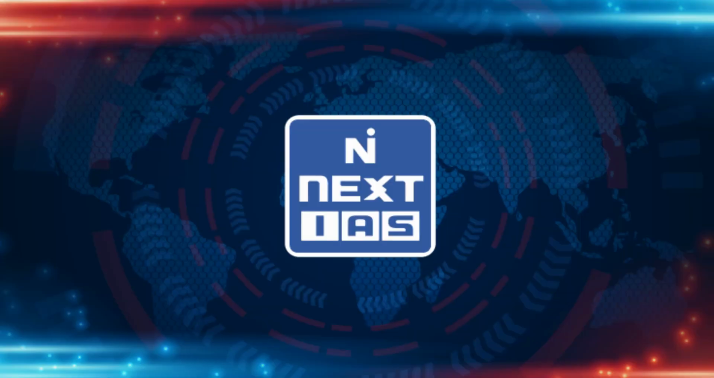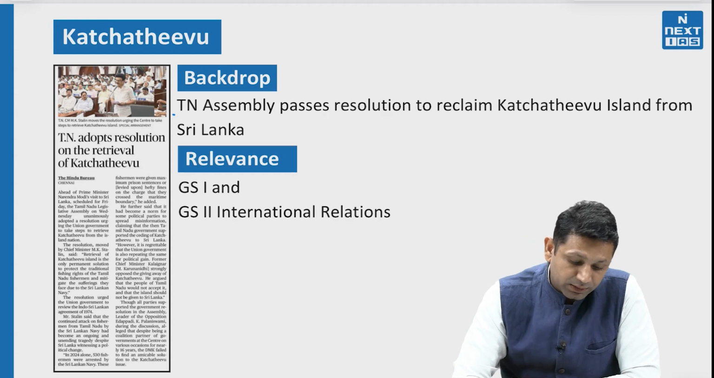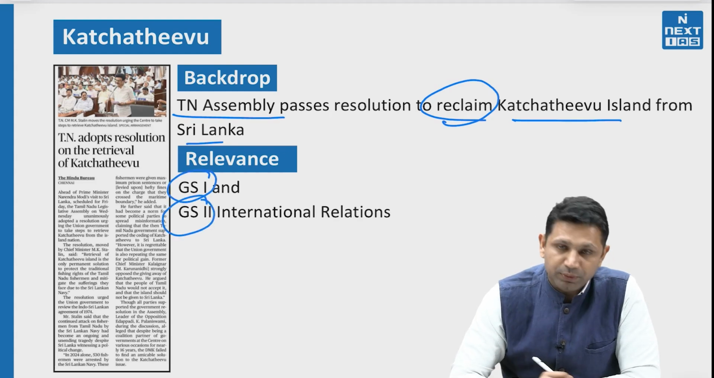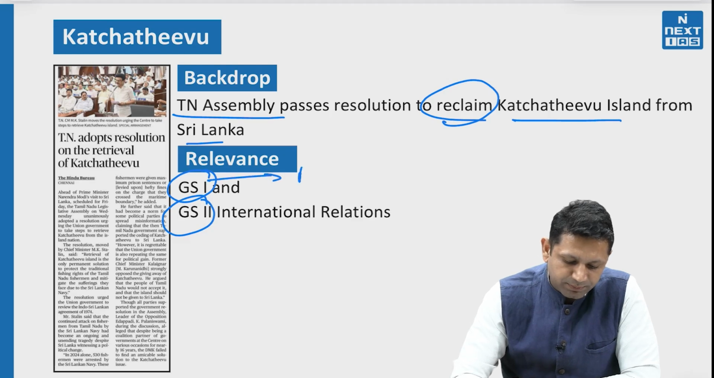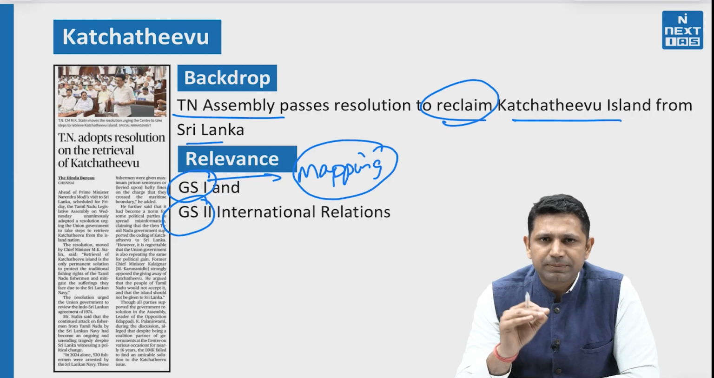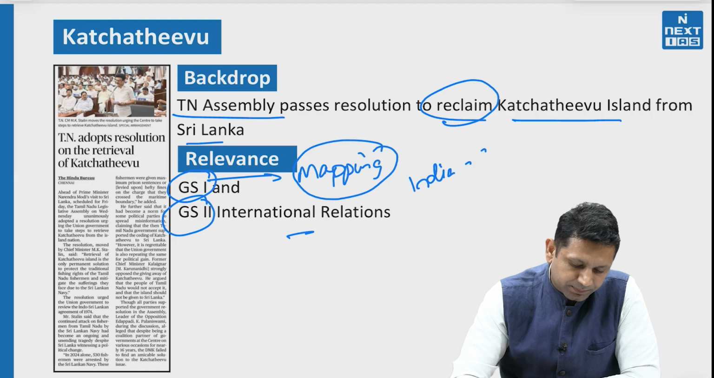The fourth article that we are having is about Katchatheevu Island. It is in the backdrop that Tamil Nadu Assembly passes a resolution to reclaim Katchatheevu Island from Sri Lanka. It is relevant from GS paper 1 and GS paper 2. GS paper 1, where it is relevant from the mapping point of view. You should be knowing the location of the Katchatheevu Island. Second, from GS paper 2, it is important from the international relations between India and Sri Lanka.